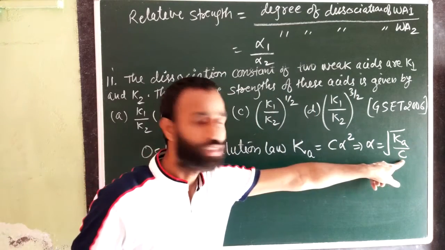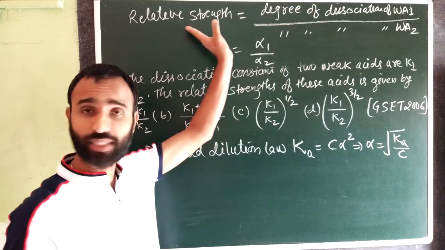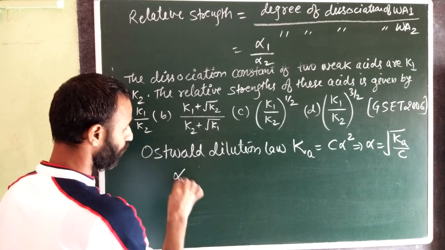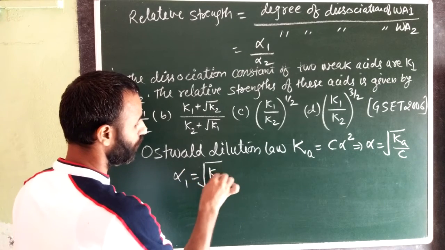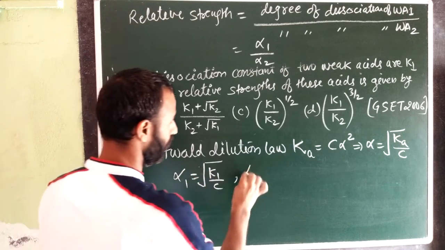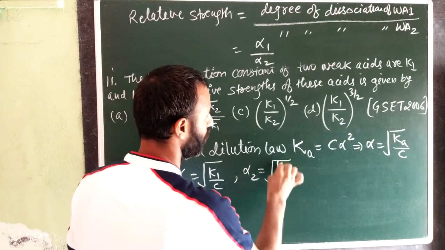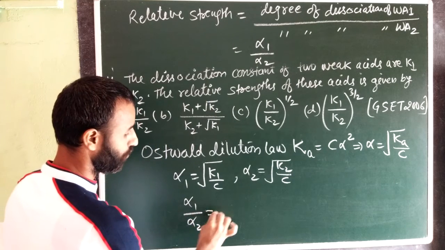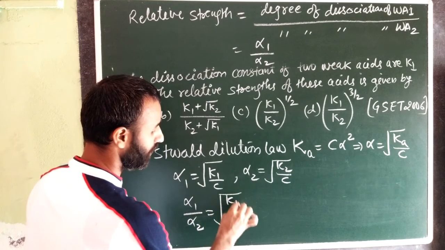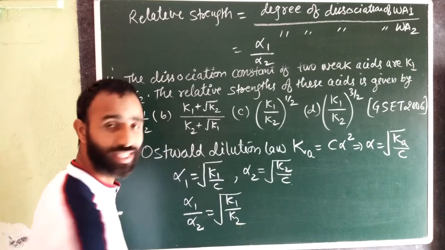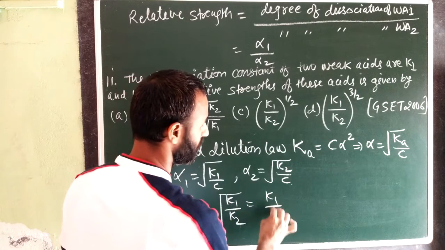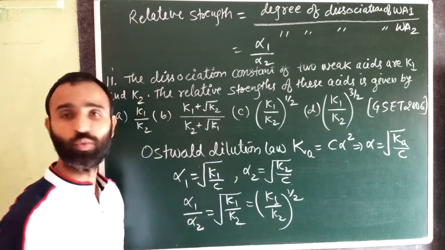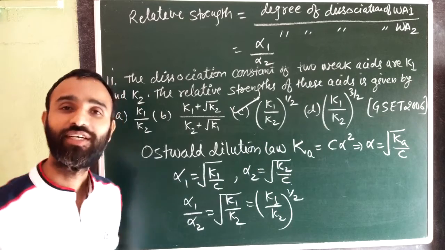And if concentration is the same, because when we compare the strengths, concentration remains the same. So alpha 1 is equal to square root of K1 over C, alpha 2 is equal to square root of K2 over C. So alpha 1 to alpha 2 is equal to square root of K1 by K2. C cancels. So in this way, it is K1 by K2 raised to power 1 by 2. So option C is correct.